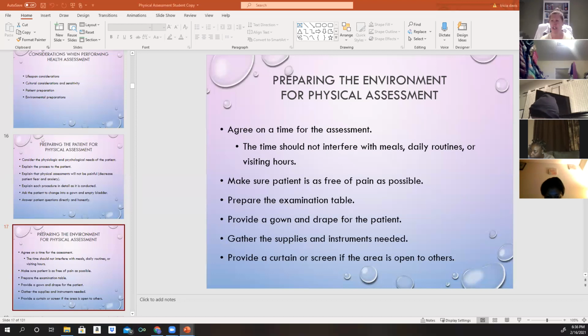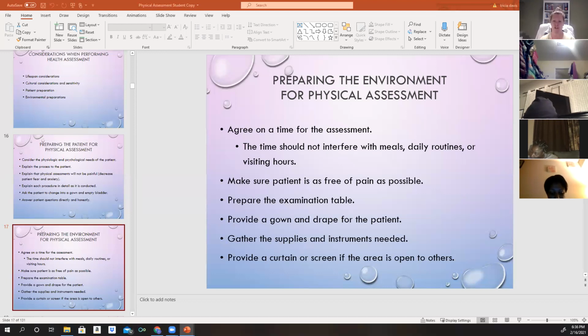Prepare the examination table. There's really no examination table unless you're working in a primary care office. Usually it's just their bed. Provide a gown and a drape. Again, not in the hospital. Well, they're in a gown and they have cover. So this would more so be for a medical office.